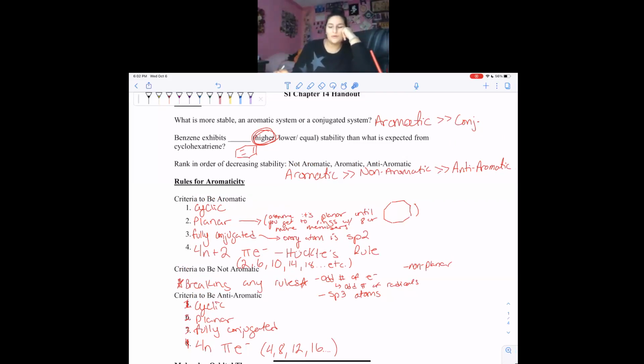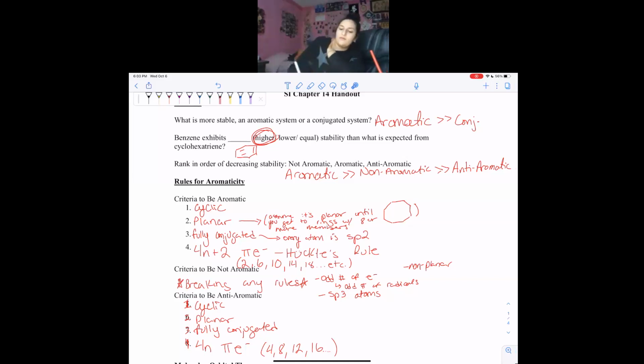And when we're talking about order of stability, aromatic is super stable. We love it. Non-aromatic is just like chilling. It's whatever. And then anti-aromatic sucks. It sucks so bad. We don't want to be anti-aromatic if we can do anything about it. I also want you to know that aromatic is a lot more stable than conjugated.